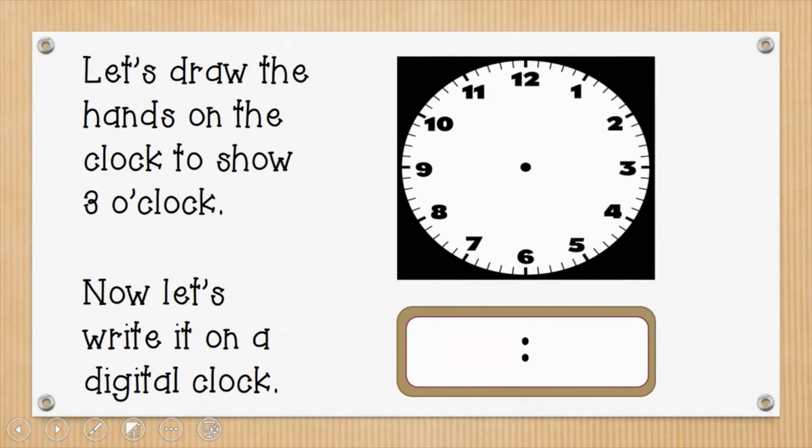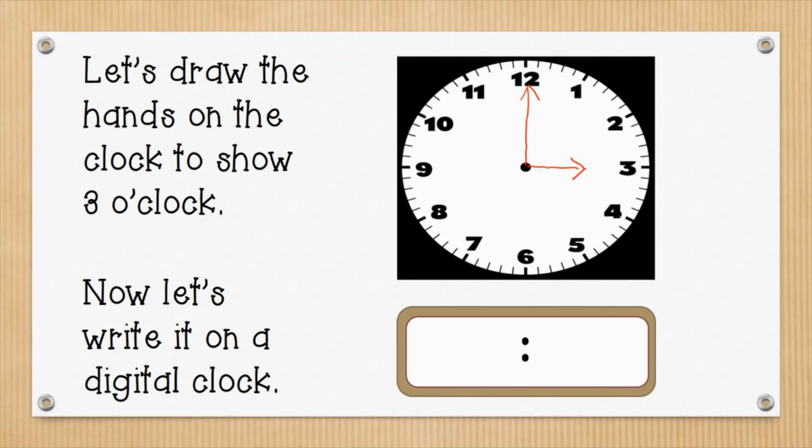Let's practice one more time. This time, let's draw the hands on the clock to show that it's 3 o'clock. So, where should I put my minute hand? That's right, I should point it to the 12. Is this my long hand or my short hand? It's my long hand. Now, my hour is 3, so I'm going to point my hour hand at the 3. Is my hour hand my short hand or my long hand? It's my short hand.